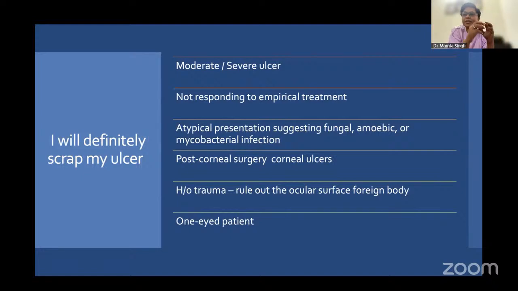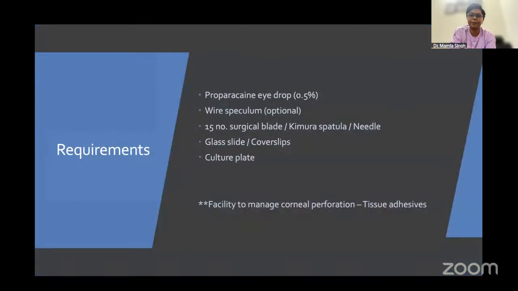many a times it happens that there is a foreign body over the ocular surface and over which the exudates keep on collecting. So if we do a scraping, then we can remove the foreign body also, and that will help in the healing process. I will definitely scrape my ulcer when I'm dealing with a one-eyed patient.